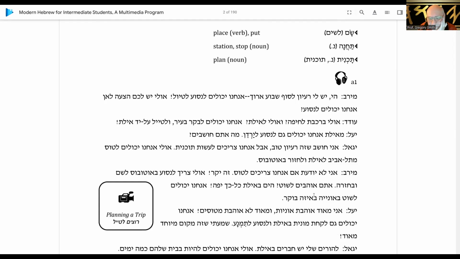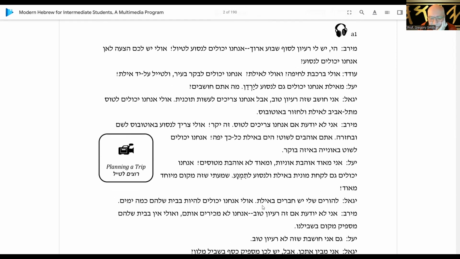Let's see, but I'm trying to find either Havarim or Baharim, which would give me a clue as to where that's at. Okay, wait a minute. This might be it right here. There it is. Yigal says that. Lehorim shali yesh Havarim be'elat. Okay, so my parents have friends in Eilat. So maybe we want lahiyot babayit shelhem kama yamim, in their house. In other words, all night. Stay at their house all night. We're staying overnight.